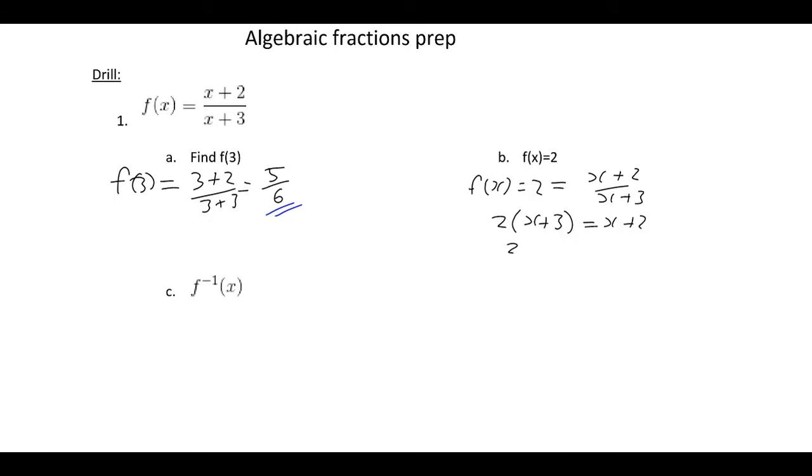Times out the left hand side, 2x plus 6 equals x plus 2. I'm going to take away this x on this side and take away the 6 from this side. So I get 2x minus x equals 2 minus 6. So I get x equals minus 4.